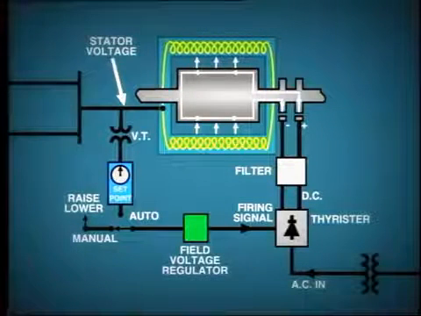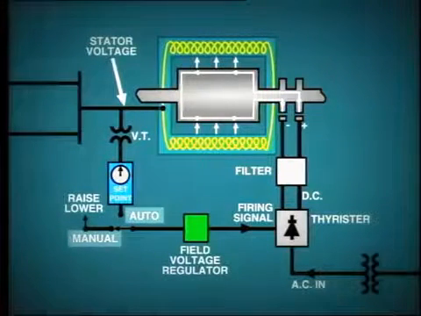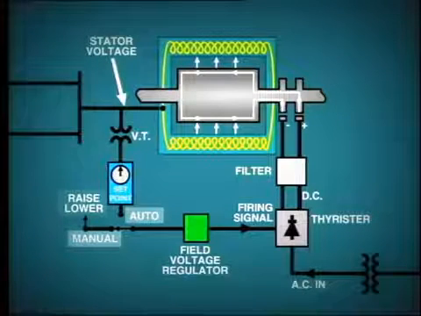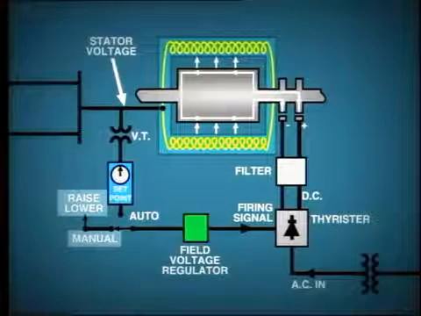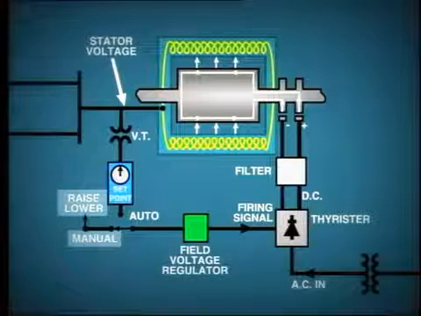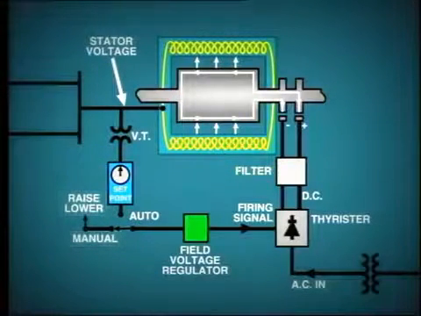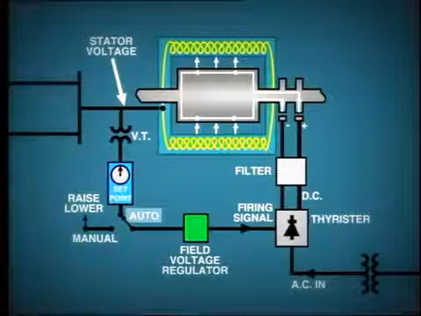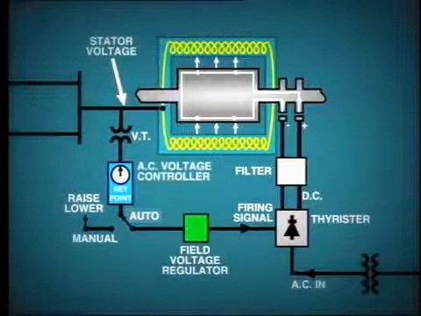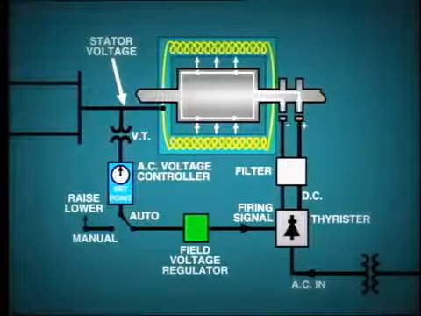This regulator has two inputs, manual and auto. The manual control disconnects the automatic function and allows the operator to directly control excitation. However, when the generator is in operation, the field voltage regulator is usually controlled from the auto position, that is, from the AC voltage controller.